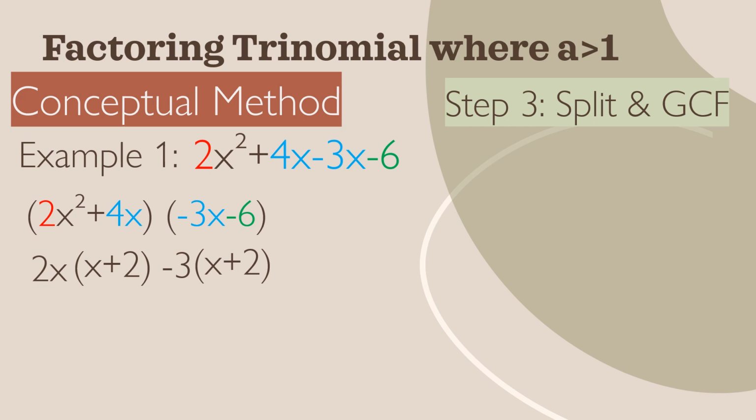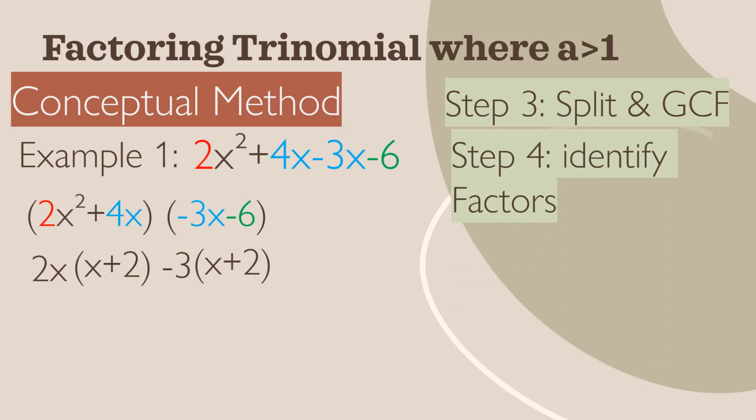So, the last step is to identify the factors. Now, notice that inside of the parentheses, on both sides, I have an x plus 2 term. So that's going to be one of our factors, and the outside terms are 2x and minus 3. Now, if you use the distributive property of multiplying binomials, this should be familiar. So, we have two factors, which are 2x minus 3 and x plus 2.